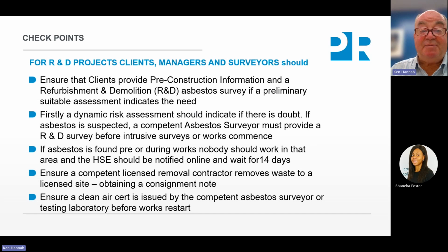So firstly, the dynamic risk assessment should indicate if there is a doubt or if there's a certainty that there is asbestos in the building. If asbestos is even suspected, you must assume that it's there. A competent asbestos surveyor must provide an R&D survey before intrusive surveys or works can commence. If it is found pre or during the works, nobody should work in that area, and the HSE should be notified online. And this process takes 14 days.